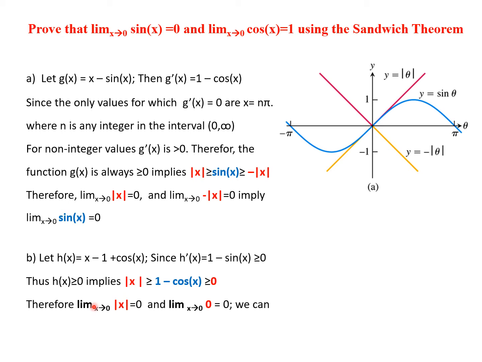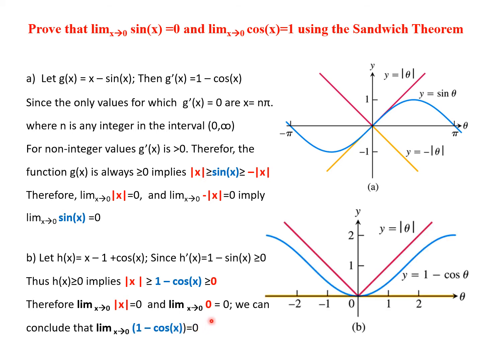Therefore, if we take the limit of the absolute value of x as x moves to 0, that is obviously equal to 0, and also the limit of the function f of x equal to 0 as x goes to 0 is also equal to 0, we can also conclude that the limit as x goes to 0 of 1 minus cosine x will also be equal to 0.